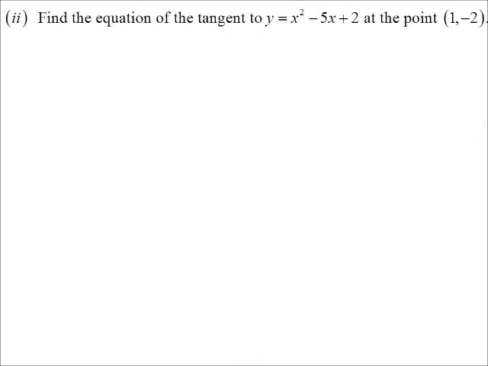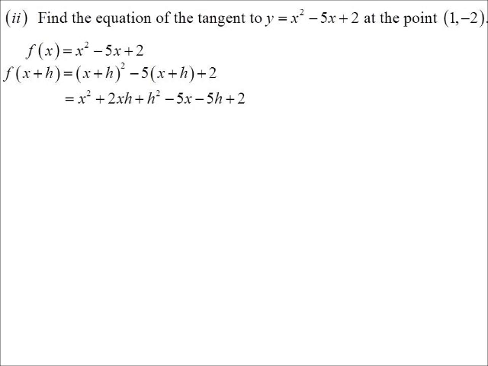A parabola is more interesting, of course, because as we move around the curve, the slope changes. So let's try this one, x squared minus 5x plus 2. In fact, we're going to find the equation of the tangent. But in order to find the equation of a tangent, I need the point and I need the slope. I've got the point. We'll need to use our calculus to find the slope. So f(x) will be x squared minus 5x plus 2. f(x plus h), well, let's expand that whole thing out. There it is: x squared plus 2xh plus h squared minus 5x minus 5h plus 2.